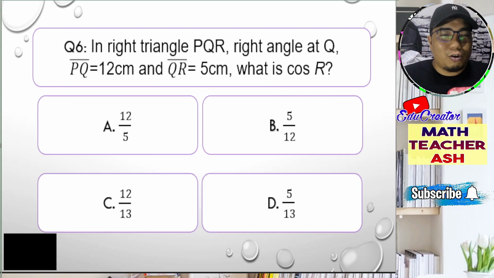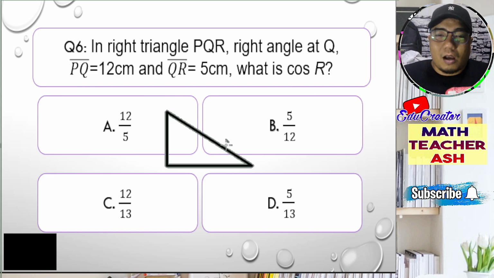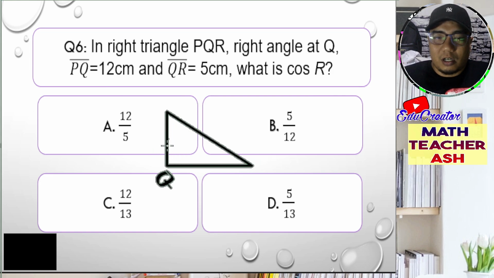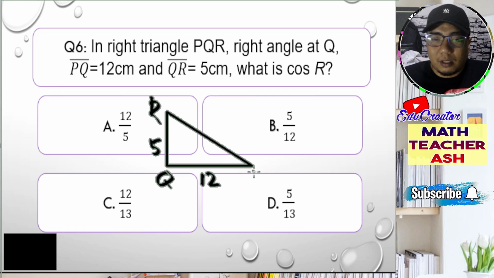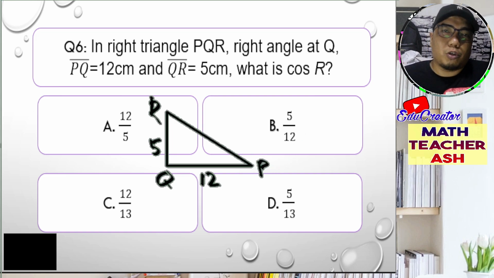Alright, math learners, in order for you to understand this problem correctly, you can use the representation. In our triangle, our right angle is the Q. As you can see in this figure, the smallest side is the 5 centimeters, of course, and our longer side is the 12 centimeters. This 5 is known as QR, and our 12 centimeters is the PQ. PQ or QP, that's the same.